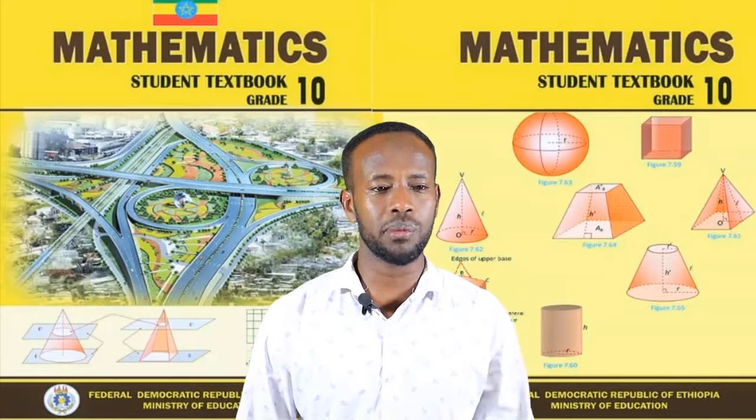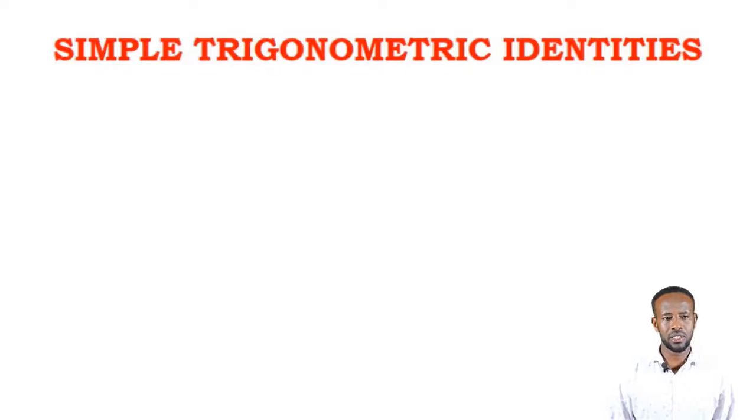We are going to learn the ninth lesson of Unit 5, which is about simple trigonometric identities. Students, what do you understand from the words we have here? Our title today is simple trigonometric identities. So we know what trigonometry is and what the symbols are. What is new to us is only identities.